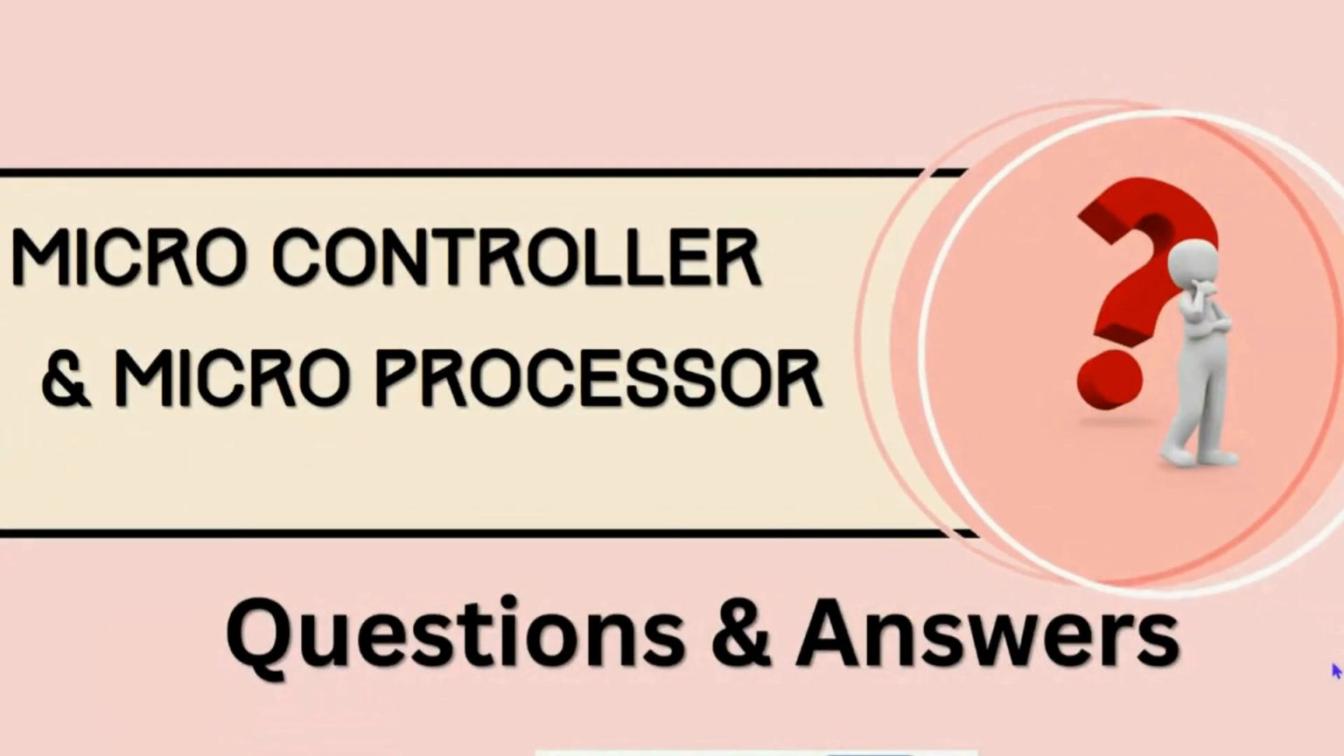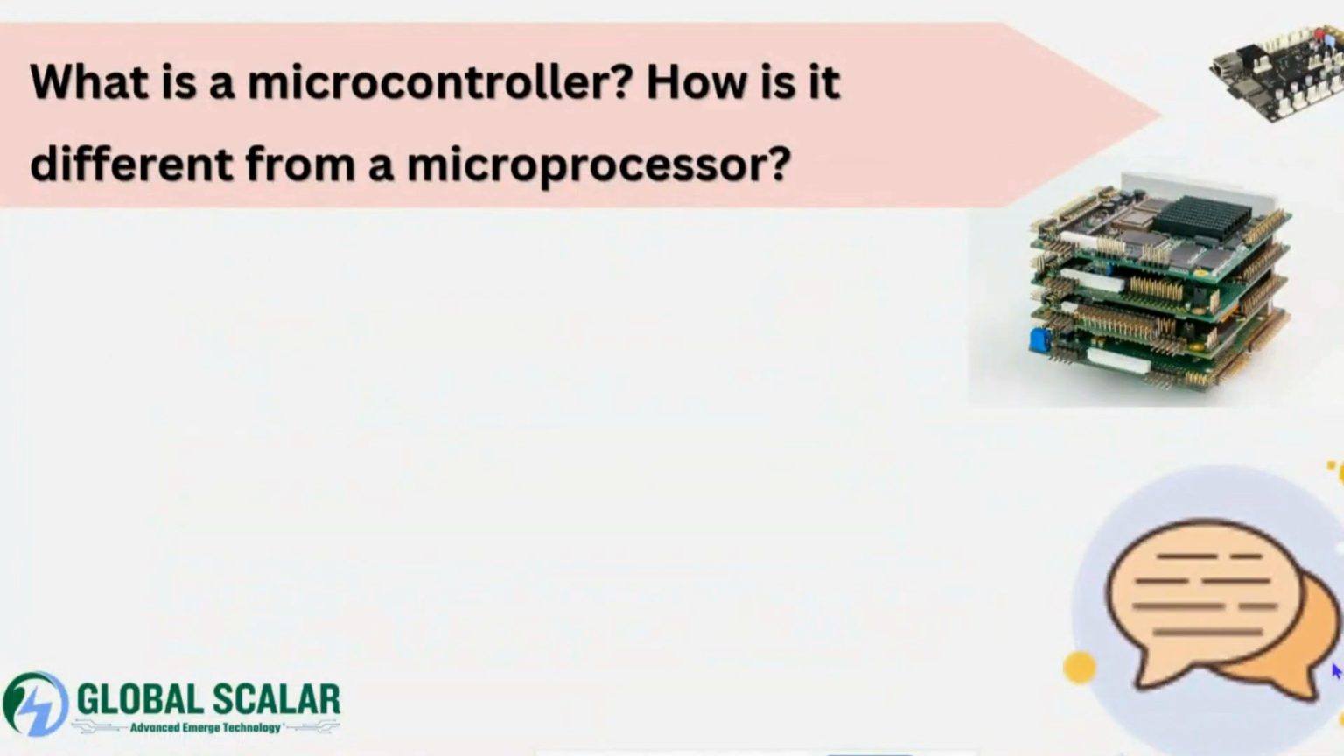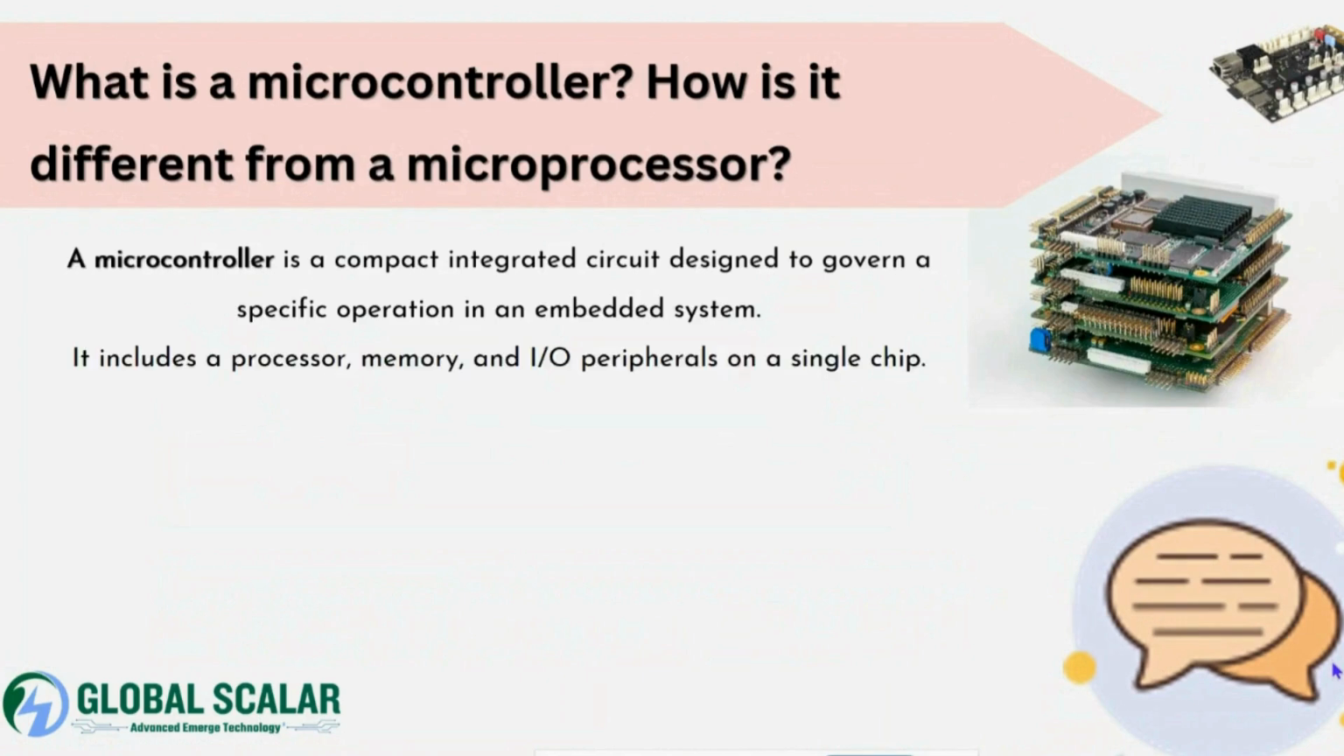Microcontroller and microprocessor question and answers. What is a microcontroller and how is it different from a microprocessor? A microcontroller is a compact integrated circuit designed to govern a specific operation in an embedded system. It includes a processor, memory, and I/O peripherals on a single chip.